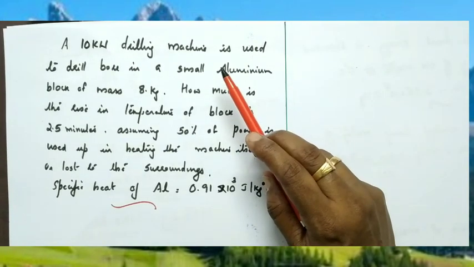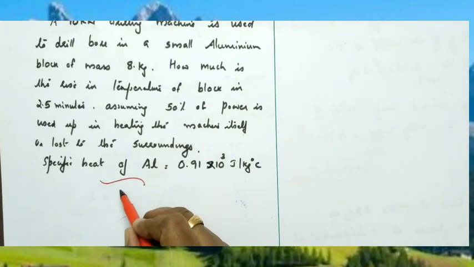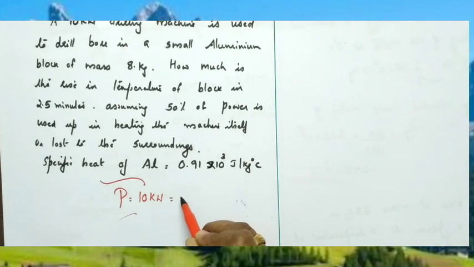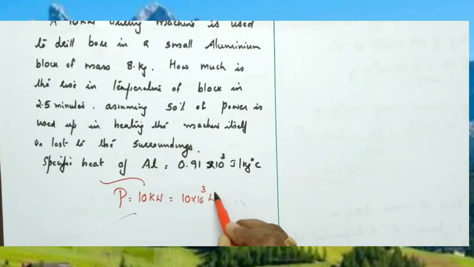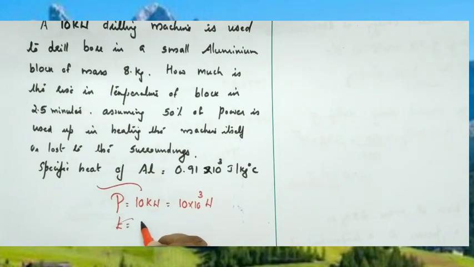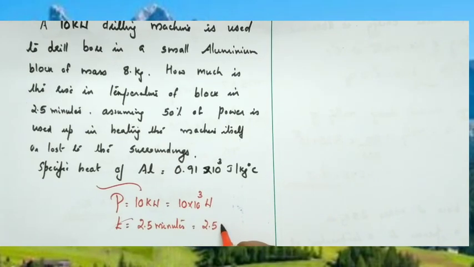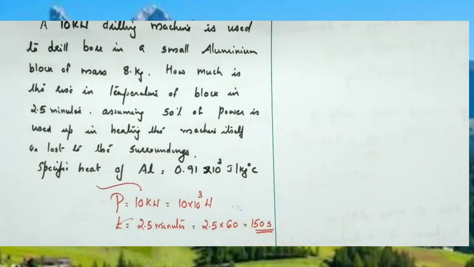Kilowatt is a unit of power, so power is equal to 10 kilowatt. Converting kilowatt to watt, that means 10 into 10 raised to 3 watt, that is given. The time t is equal to 2.5 minutes. You can convert to seconds, so that is 2.5 into 60, which is equal to 150 seconds.